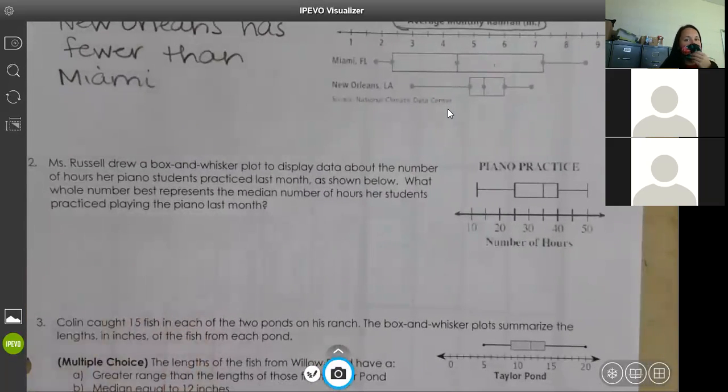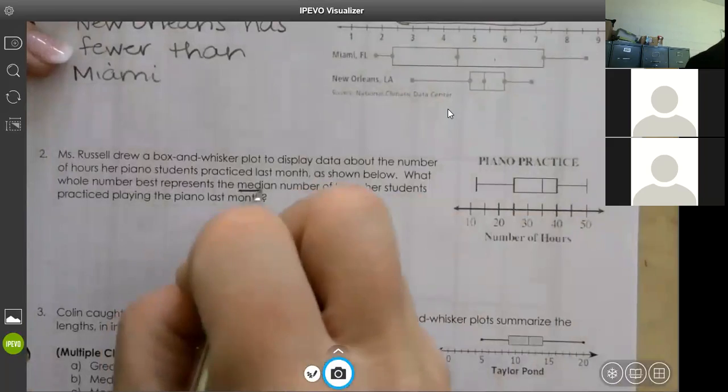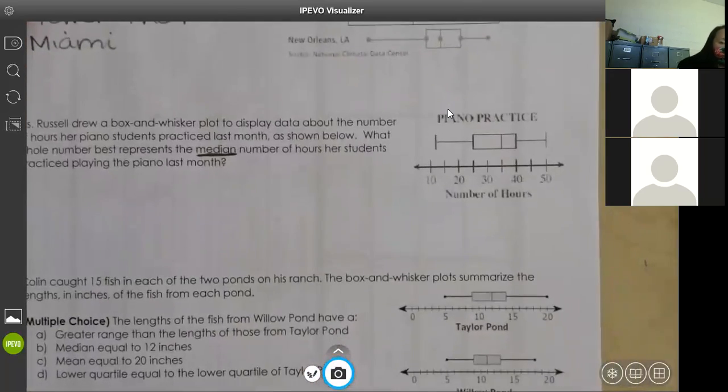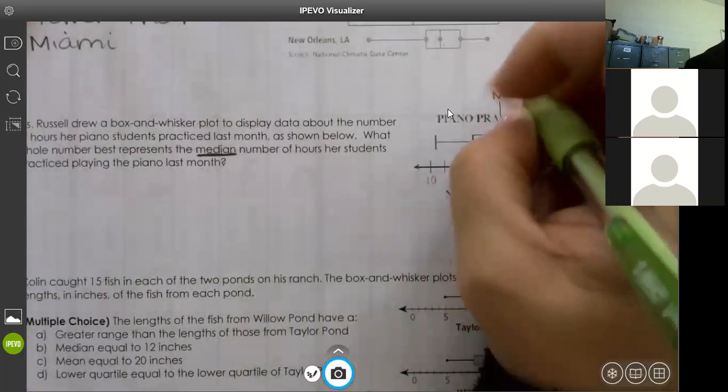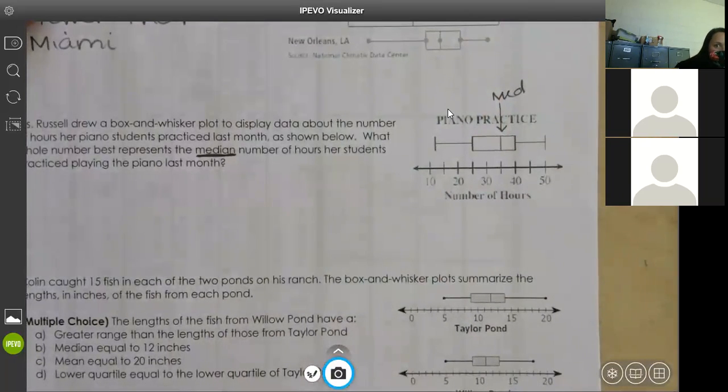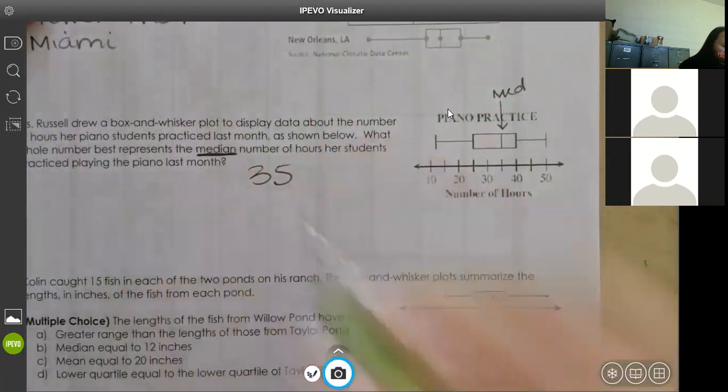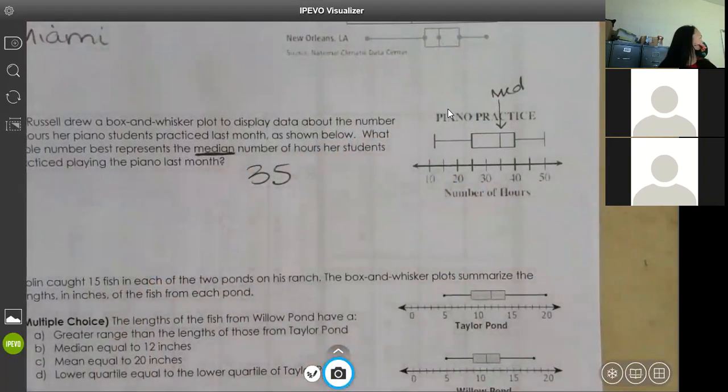Miss Russell drew a box and whisker plot to display data about the number of hours her piano students practiced last month. What whole number best represents the median number of hours? So we're looking for the median. Which one is in the median? It's in the middle. And then what is the number, the whole number? Look at your number line and tell me where the median's at. 35, that's it. Y'all, it's that simple. Don't get too crazy about it, okay?